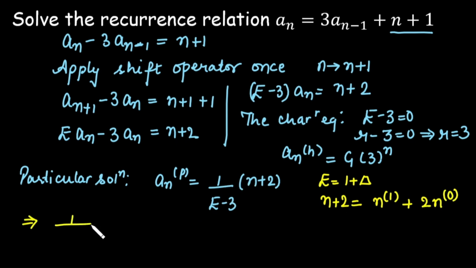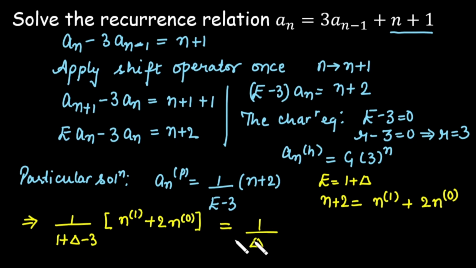We have 1 upon 1 plus delta minus 3, and n plus 2 is n raised to power 1 factorial polynomial plus 2 times n raised to power 0 factorial polynomial. This is equal to 1 upon delta minus 2, times n raised to power 1 factorial polynomial plus 2 times n raised to power 0 factorial polynomial. Now we need to take this term in the numerator, but before that we need to convert into 1 plus x or 1 minus x form.